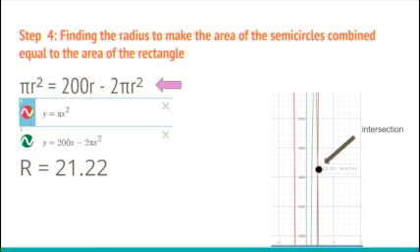Next, we must put pi r squared into y1 of our graphing calculator and 200r minus 2 pi r squared into y2. Now we press graph and find the point of intersection. The point of intersection turns out to be 21.22, 1414.71. We use the x-coordinate to determine our radius value that will make the area of both semicircles combined equal the area of the rectangle, which turns out to be 21.22.